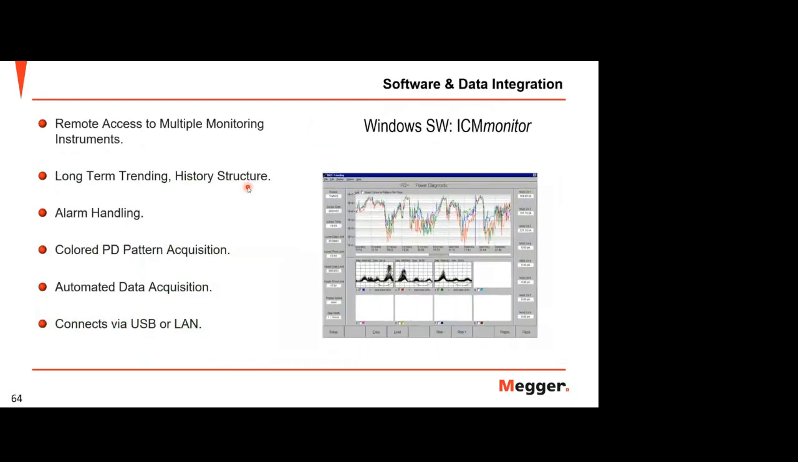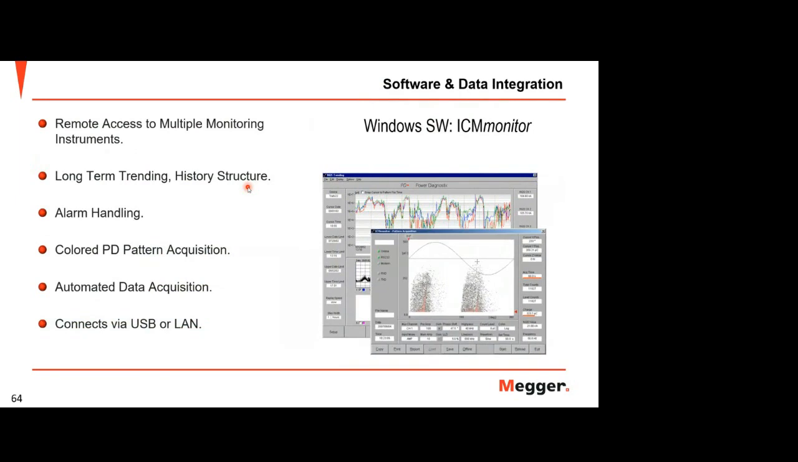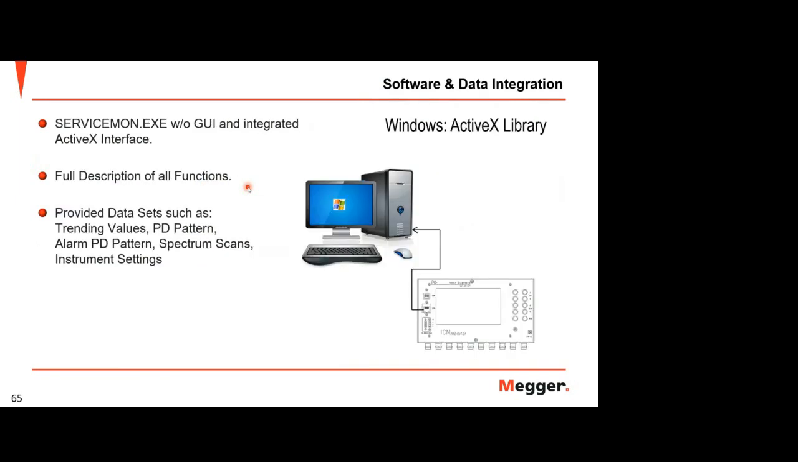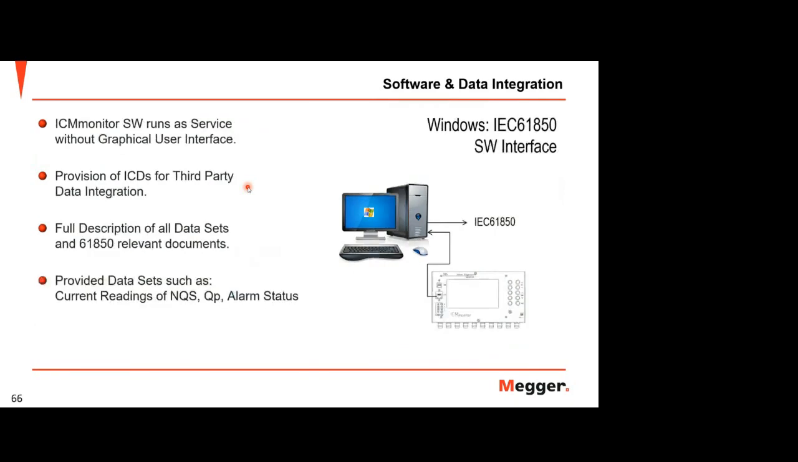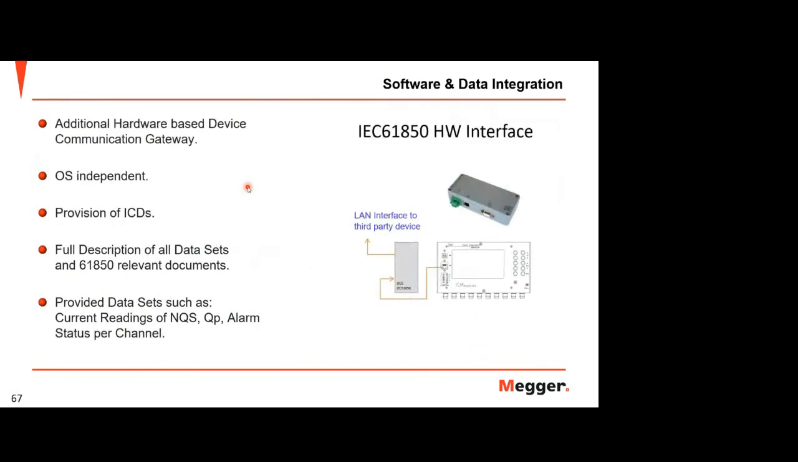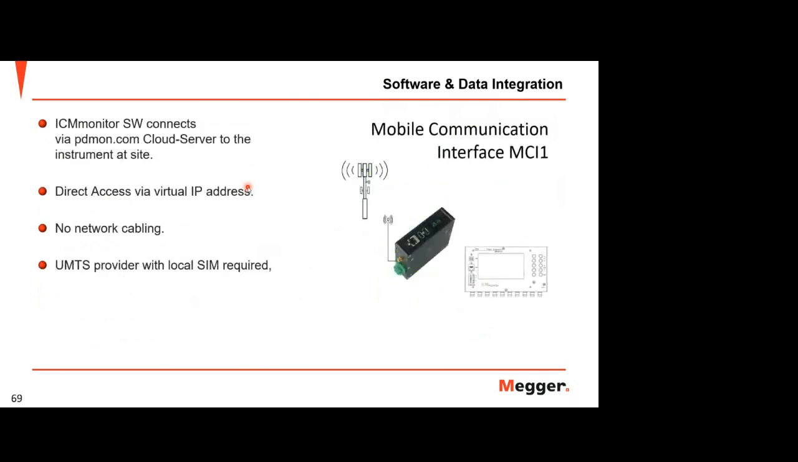Also, we have software to show the PRPD, and you can connect with many communication protocols, including IEC 61850. We can show the current reading, NKS, QP, and alarm status. And it can also be integrated to your phone. If you see any alarm, it can send a message to some of you to give information that there is a PD alarm, so you can come and detect and analyze.